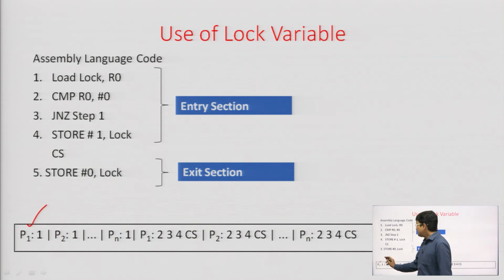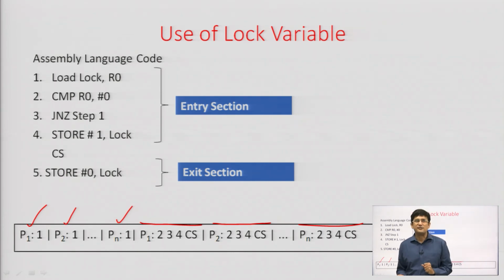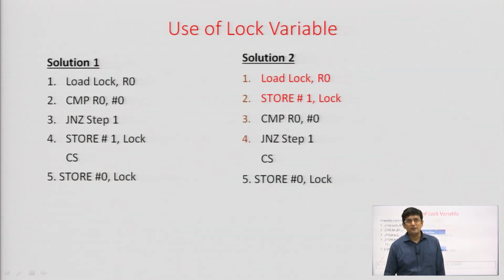See, P1 process stores the value of lock, P2 process stores the value of lock, P3 process stores the value of lock, Pn process stores the value of lock in some variable, and then P1 executes statements number 2, 3, 4, 5. Since it is seeing the value 0, it will enter the critical section. P2 is also seeing the value 0, so it can also enter the critical section. Similarly, Pn process is also seeing the value of lock as 0, it will also enter the critical section. So, you can see that multiple processes are entering the critical section at the same time. So, this solution is not good.